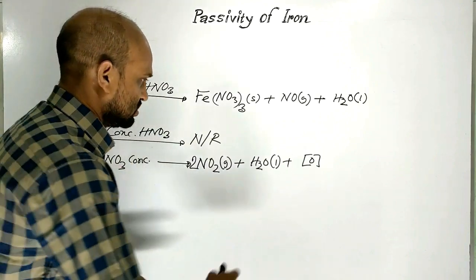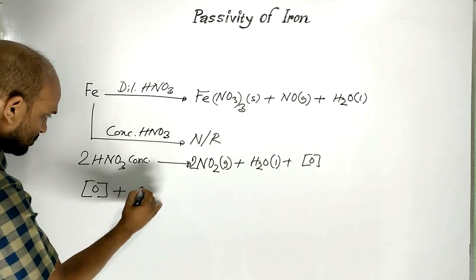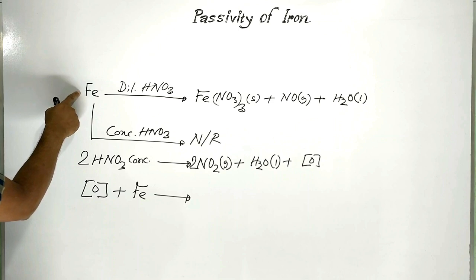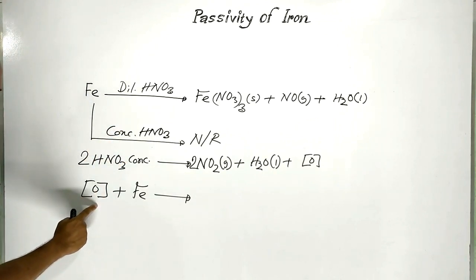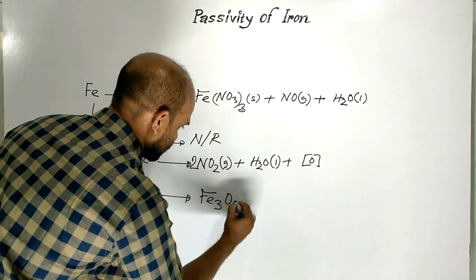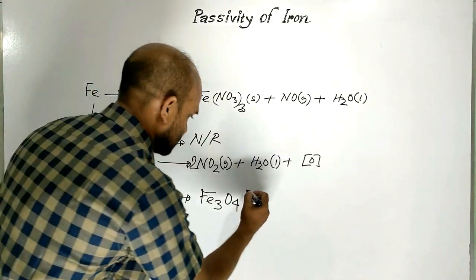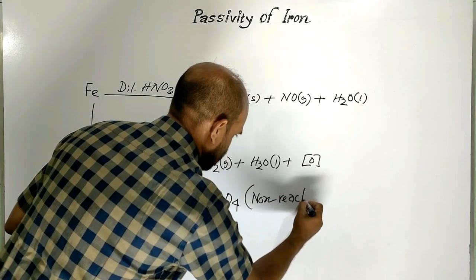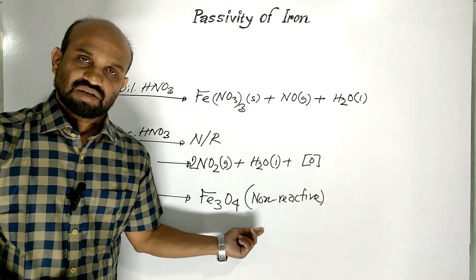This nascent oxygen reacts with iron. When iron is dissolved in concentrated nitric acid, then ultimately this reaction takes place. This is formed: ferrosulfuric oxide, which is non-reactive to concentrated nitric acid.